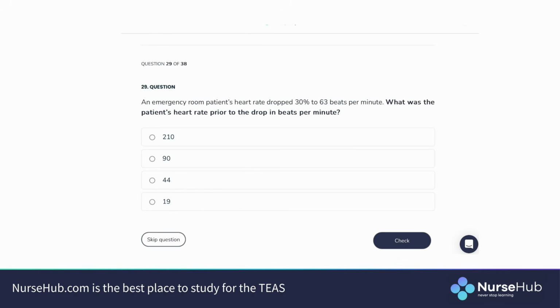An emergency room patient's heart rate dropped 30% to 63 beats per minute. What was the patient's heart rate prior to the drop in beats per minute? All right, different ways to handle this problem. Try it out, and then we'll go over it.